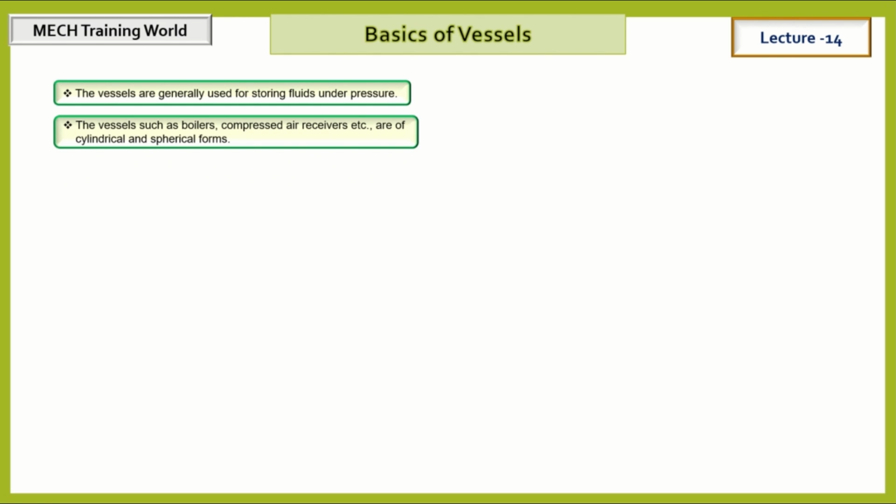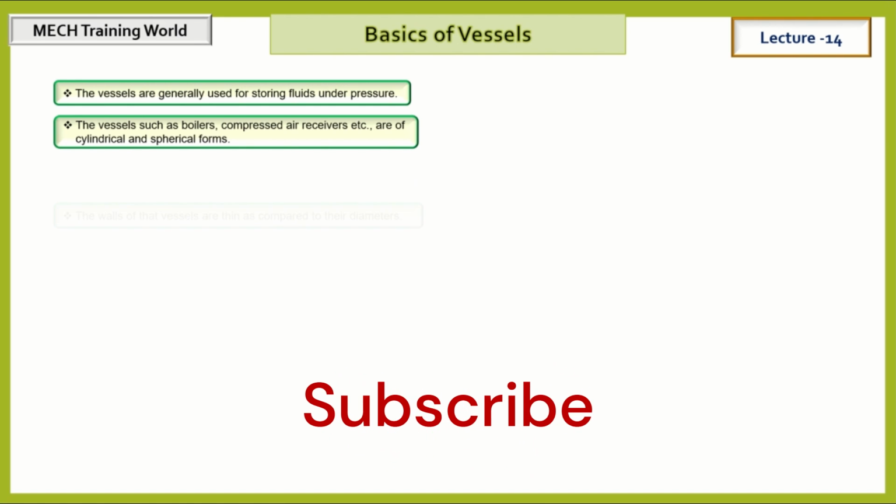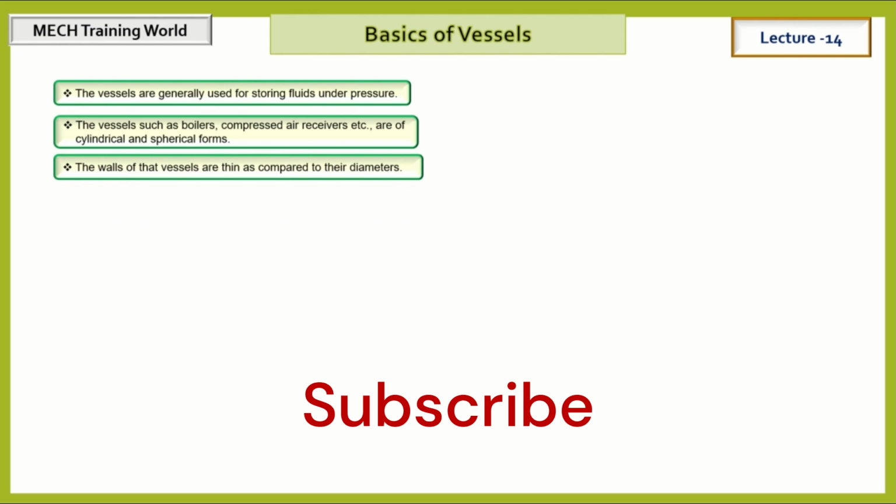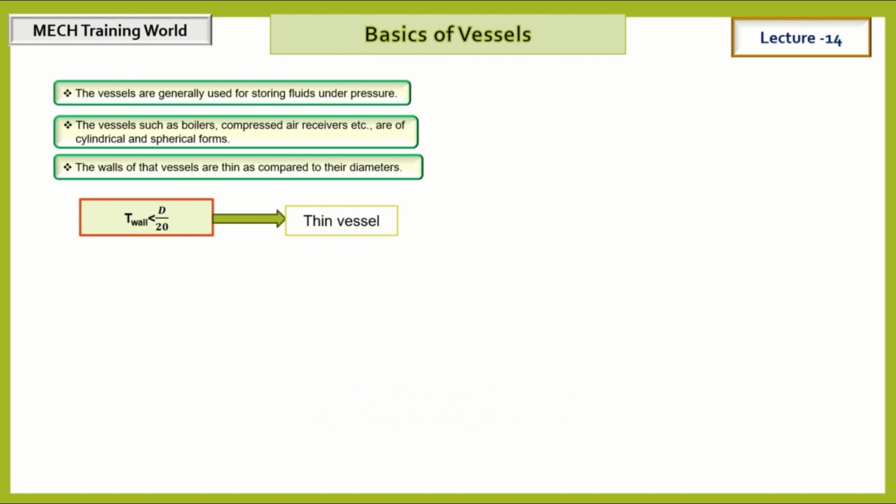Why? Most industries use cylindrical and spherical forms because, for these shapes, the stresses generated due to pressure are very low compared to other shapes. That's why most industries prefer them over shapes like rectangles. Compared to the vessel thickness, the vessel diameter is larger. Based on this thickness ratio, we decide whether the vessel is thin or thick. If the thickness is less than d by 20, the vessel is a thin vessel. If the thickness is greater than d by 20, it is a thick vessel.